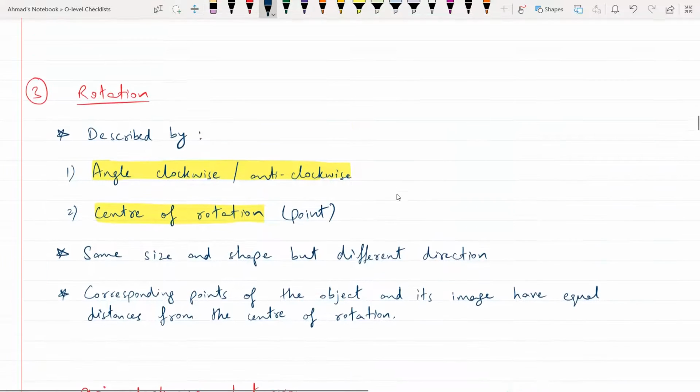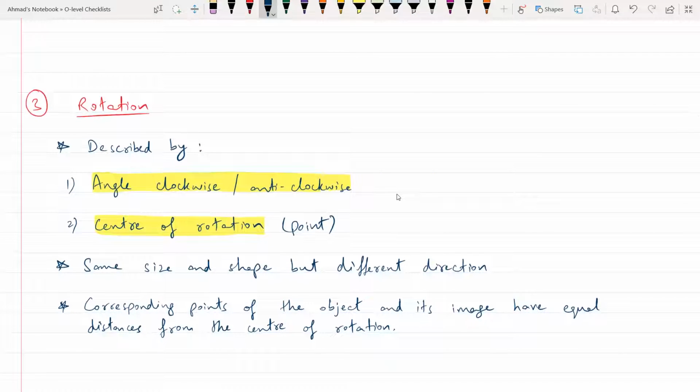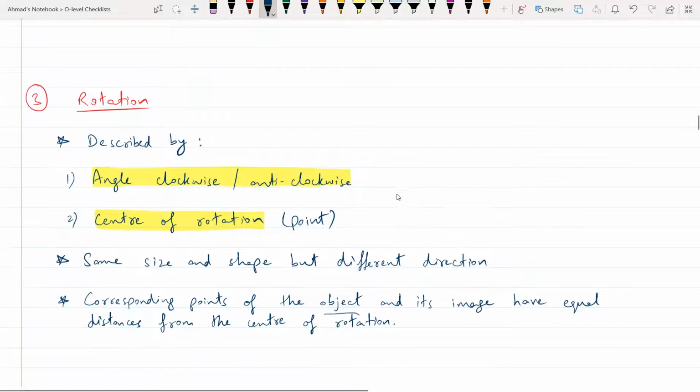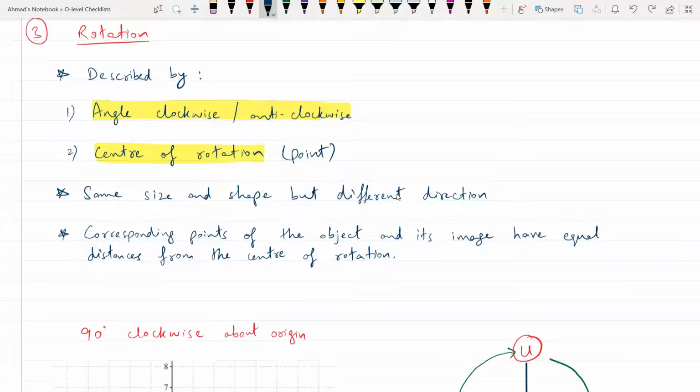ओके, अब रोटेशन में भी क्या होता है, साइज और शेप सेम रहते हैं. आपकी डायरेक्शन चेंज हो जाती है, ठीक है. अब आपने डिफरेंशिएट करना हो बिटवीन a reflection and a rotation. What do you do for that? You join the corresponding points of the object and the image. अगर वो parallel lines नहीं आती, that means it's a center of rotation. Okay. अब यहाँ पे आप जब देखोगे तो जो corresponding points, जो distances होते हैं center of rotation से, वो भी equal होते हैं. So that's also something that you should keep in mind.